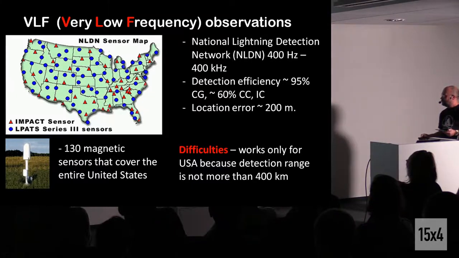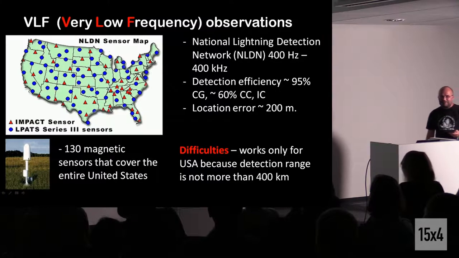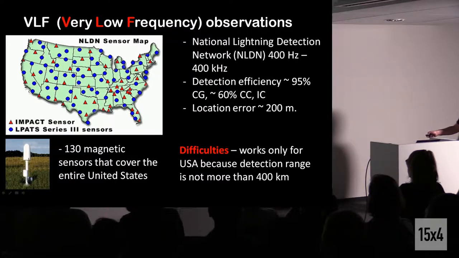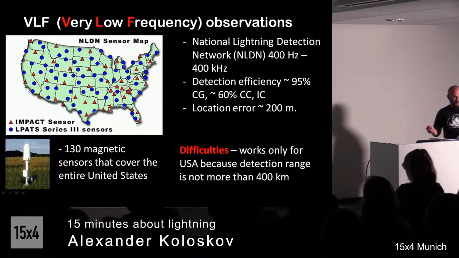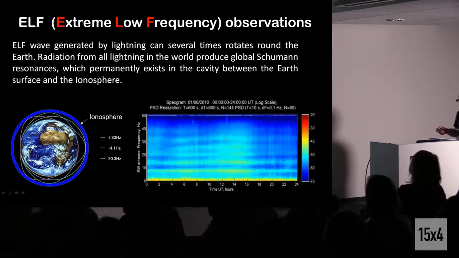But the difficulty is that the detection range is not more than 400 kilometers. So it works only for the United States. If you want to observe lightning all around the planet, you need to put sensors at a certain distance from one sensor to another in the network, so you need a very big quantity of sensors. It's not possible now. So in our institute we use our technique for observation of lightning, the mean, the average effect of lightning.